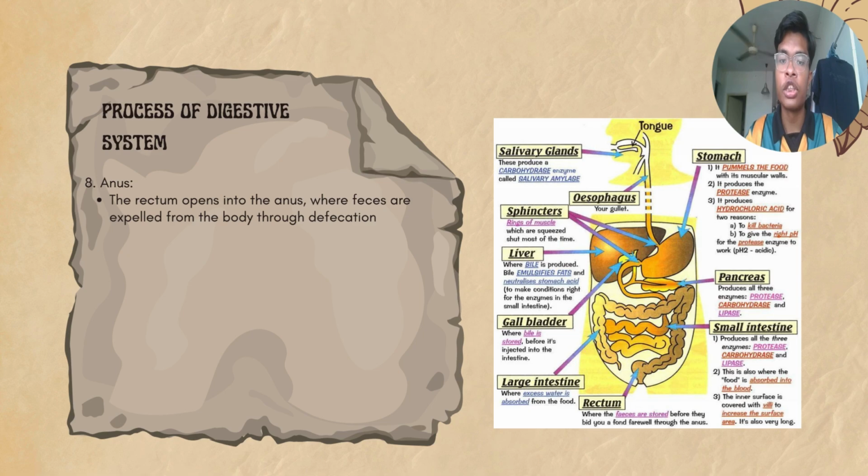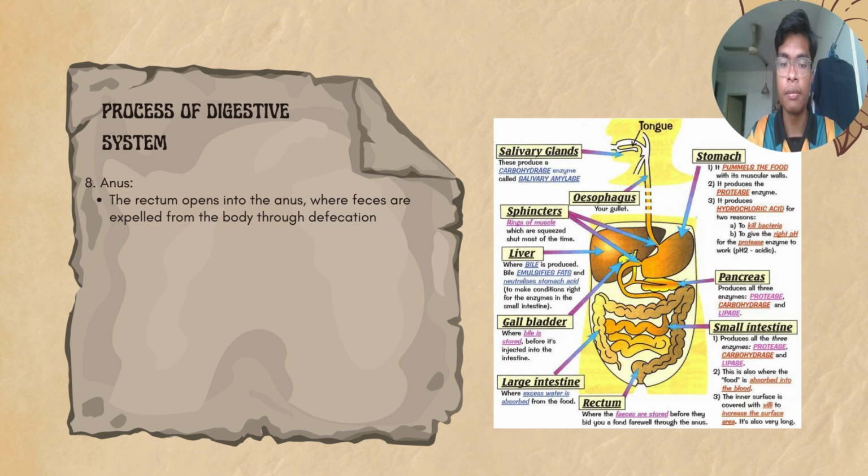So to summarize the process of the digestive system, it starts from the mouth, goes to the esophagus, then to the duodenum, to the small intestine, large intestine, to the rectum, and lastly through the anus. That is all.